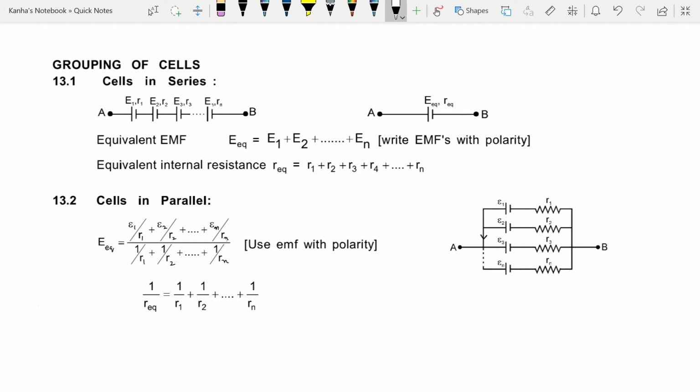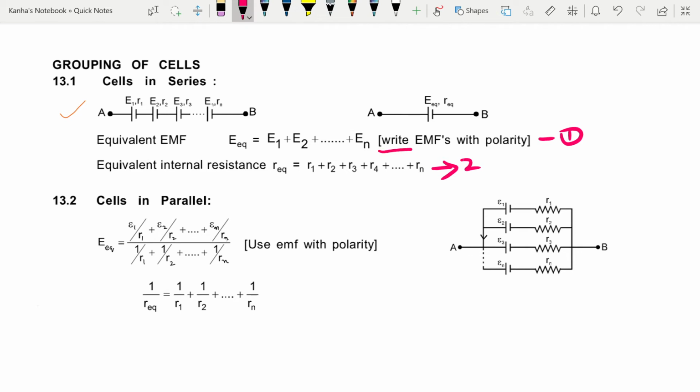Next, we look at grouping of cells. Whenever cells are arranged in series, like it is shown in this first figure in front of you between A and B, then the equivalent EMF provided by the cells is given by the sum of the EMFs of all the cells, and the equivalent internal resistance is the sum of the internal resistances of all the cells.